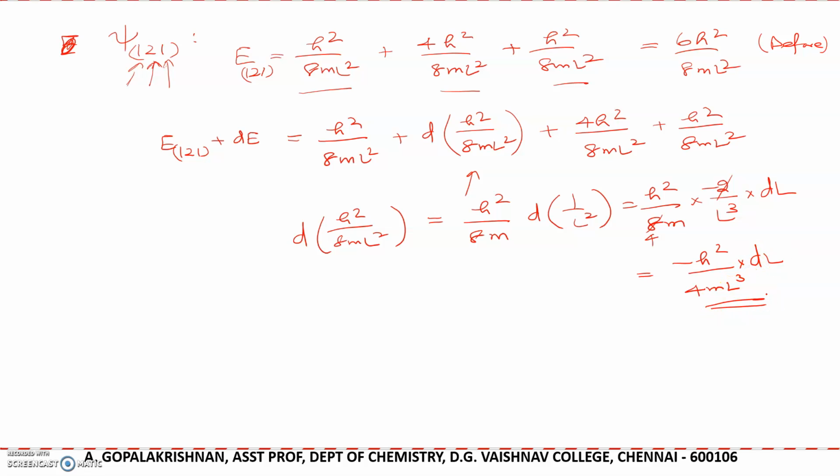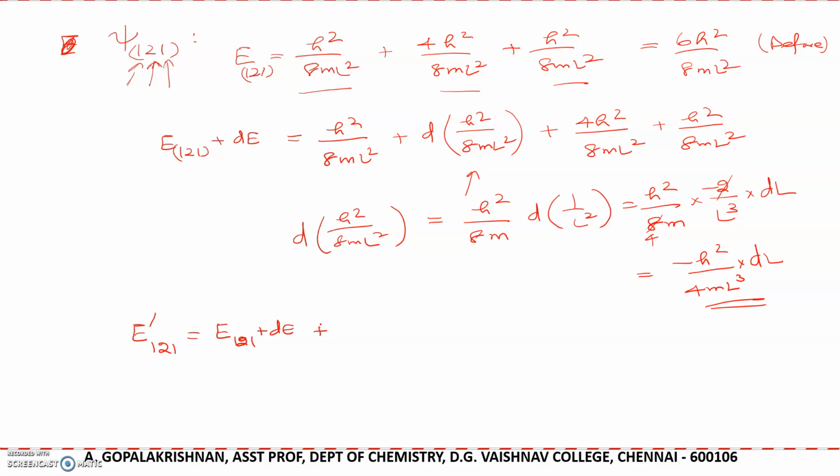So due to the elongation along the x-axis, the energy of the 1-2-1 state gets modified slightly by this amount, -h²/(4mL³) dL. So if I substitute this here, then the new energy E' for the 1-2-1 state is nothing but the original energy of the 1-2-1 state before distortion plus the change in energy.